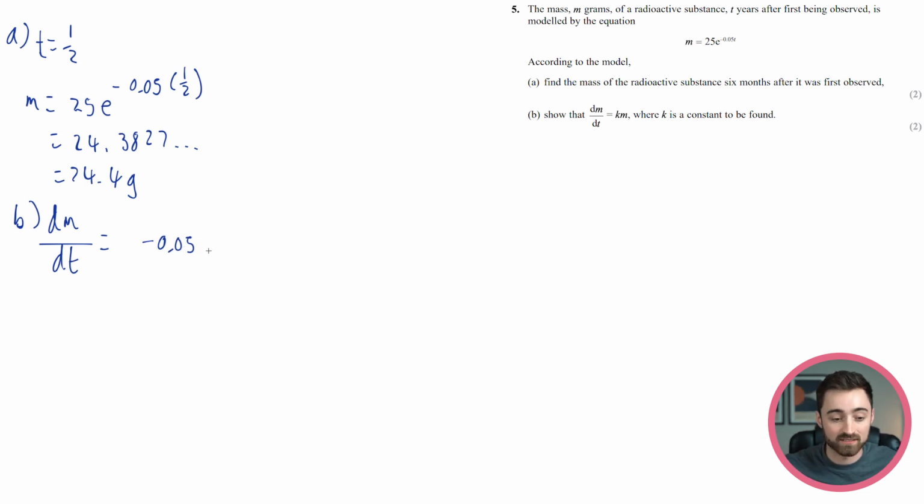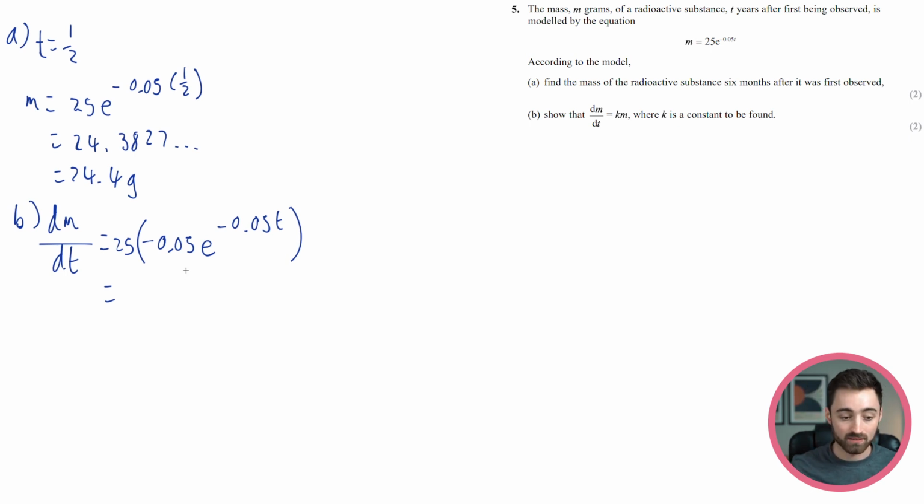And that always goes to itself. So it's just going to be e to the minus 0.05t. Am I done? Not quite, because it's still got the 25 chilling at the front. So 25, don't write that, because that would be 25 minus that, right? That, which is 25 multiplied by this. So really, dm/dt equals km, where k is a constant to be found.